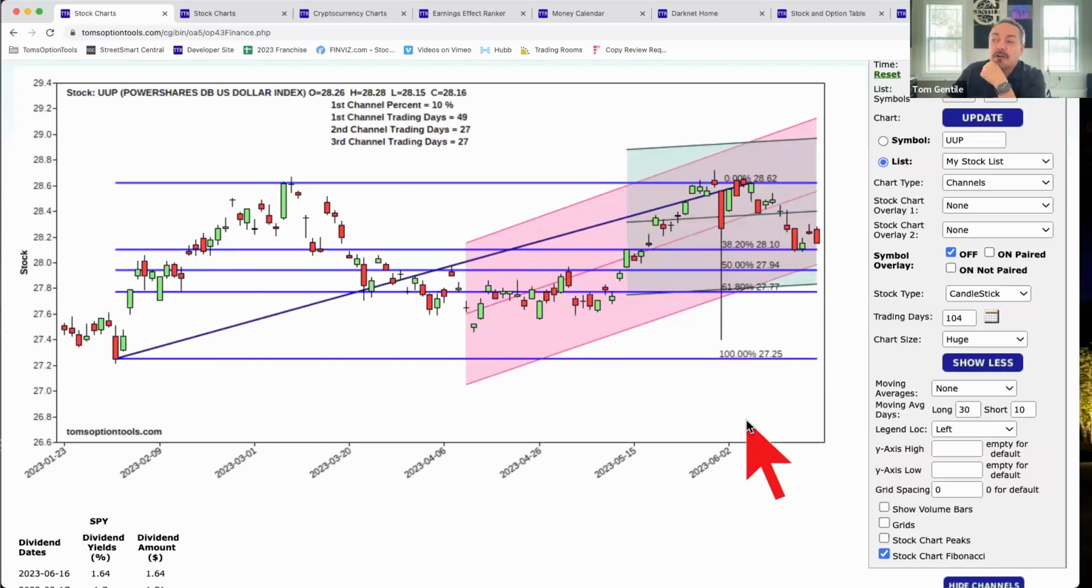Double dollar cash market right now has had an upswing, and that upswing's been in place since about mid-April, getting a bit of a pullback. But this area down here around 27.77 and 27.94 all look like some really good areas of support.